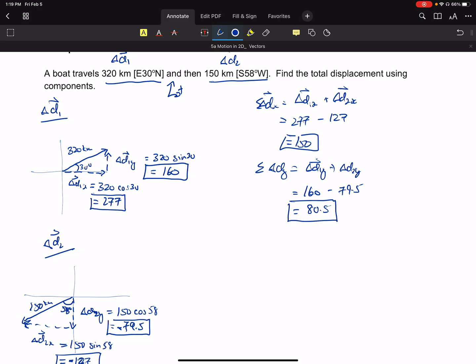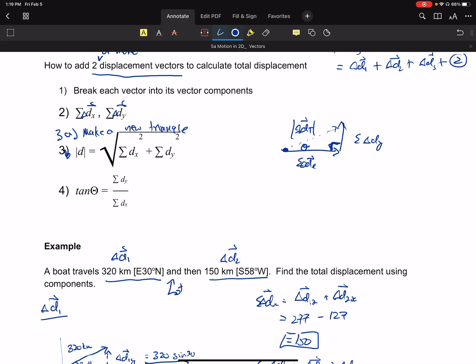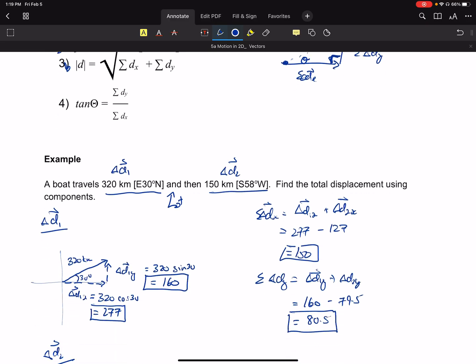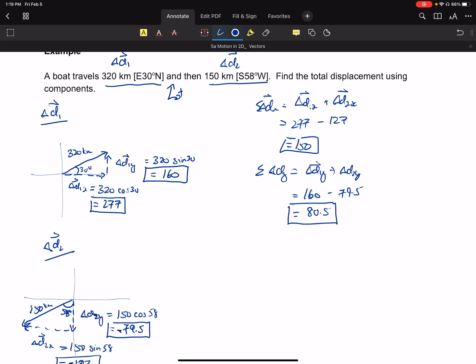Okay, positive. So now what I'm going to do is draw my new triangle. So we're moving on to step 3, which means make the triangle. Now, it doesn't matter if you use your x or your y first. It's totally your choice. You still get the same answer. You just pick a starting point. I have x written down first, so I'm just going to do that. That's 150 positive. So positive in the x was to the right. So I'm going to do 150 kilometers. Now this one is going to be 80.5 positive, which is up.